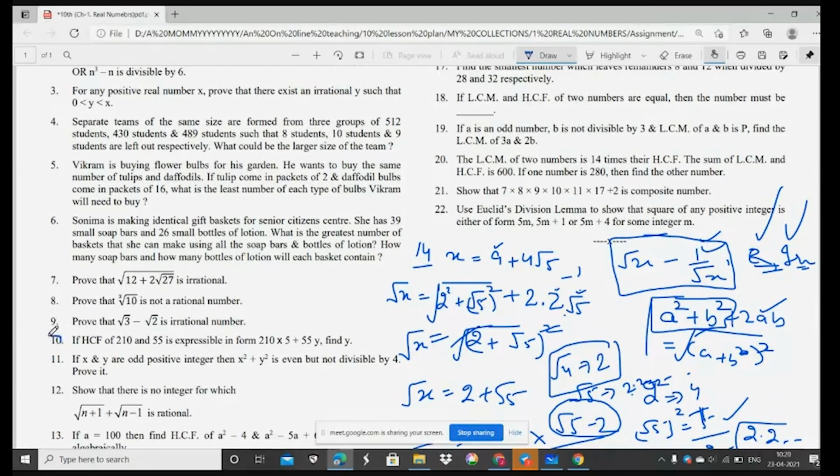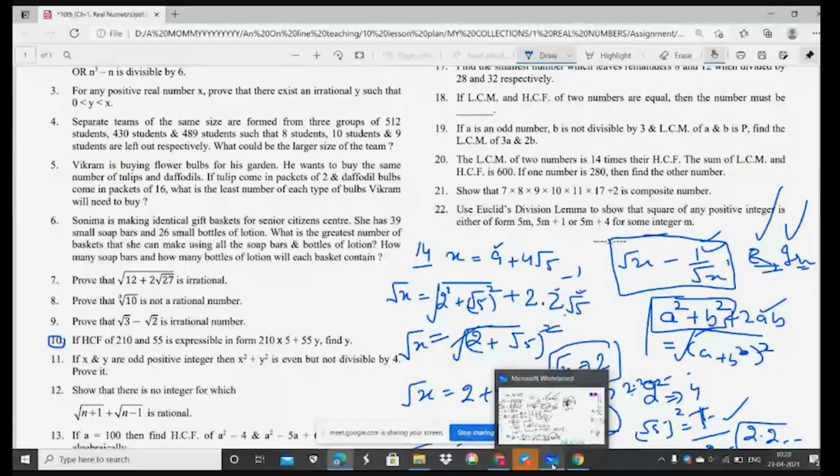Now the question is question number 10. If the HCF of this can be expressed in the form of this, find the value of y. Ma'am, may I tell this question? Anji, please. I'll be glad to know this.